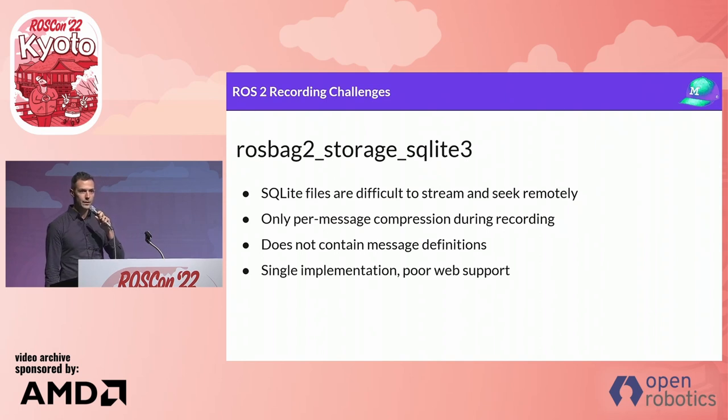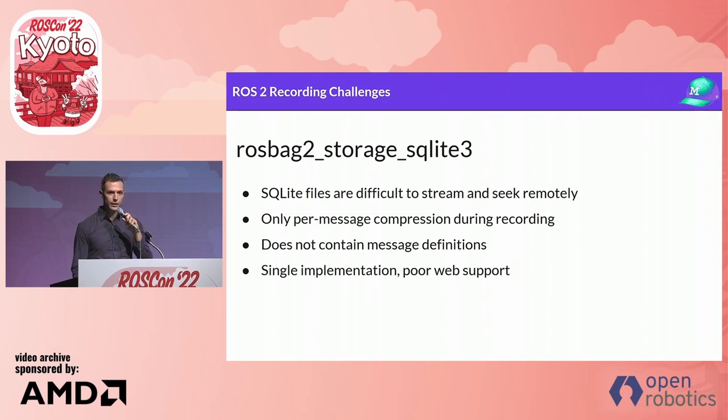But back in the ROS ecosystem, things are not perfect either. We saw a lot of issues going from ROS1 to ROS2 around the storage format. So ROS2 uses SQLite as its current default storage backing. SQLite files are difficult to stream over the network, to do random access seeking, and to only fetch a subset of data. We can only write single message compression. We can't do batch compression in SQLite. So the compression efficiency went down.